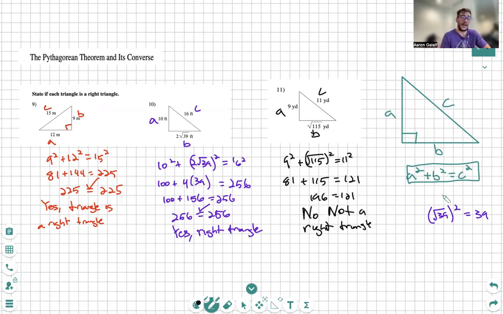And that's it. That is all you have to do to determine the Pythagorean theorem's converse.